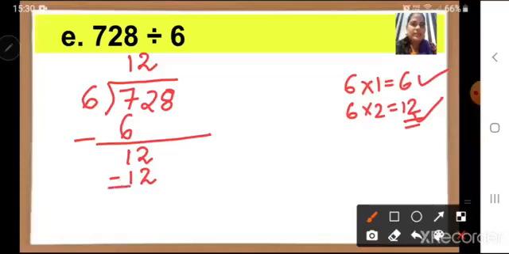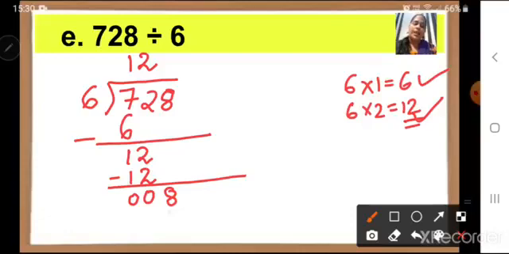Then put minus sign and subtract. 2 minus 2 is 0. 1 minus 1 is 0. And the last step is to put the next number down here. Which is the last number here, children? Number 8. Number 8 will come down.